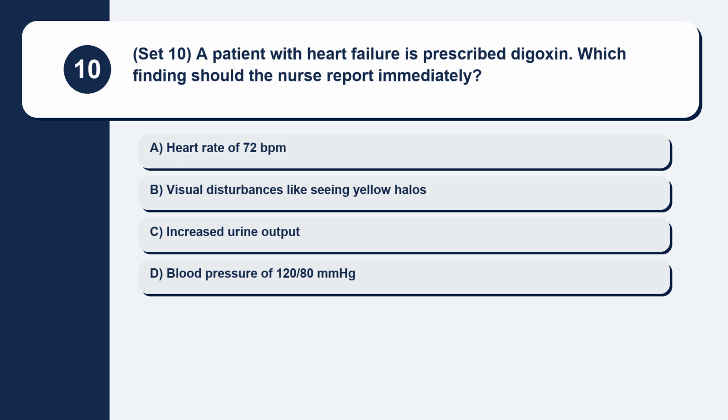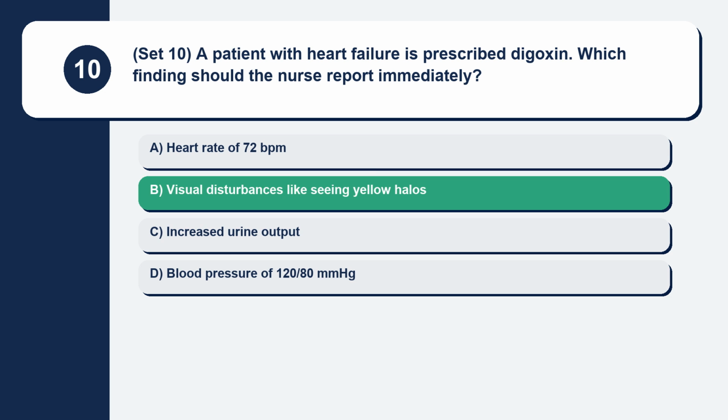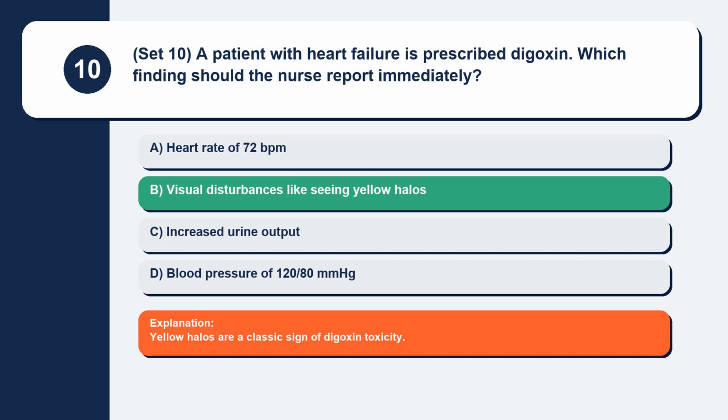Question 10. Set 10. A patient with heart failure is prescribed digoxin. Which finding should the nurse report immediately? Heart rate of 72 bpm, visual disturbances like seeing yellow halos, increased urine output, blood pressure of 120/80 mmHg. Yellow halos are a classic sign of digoxin toxicity.